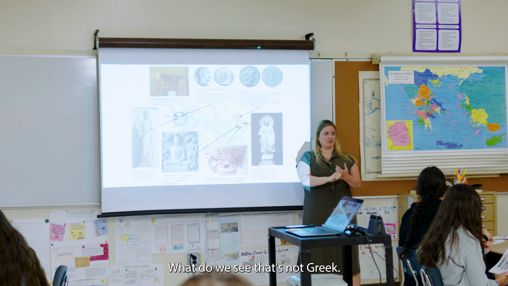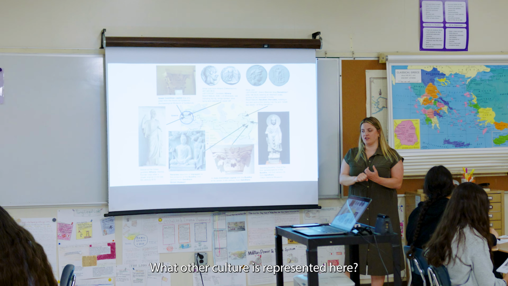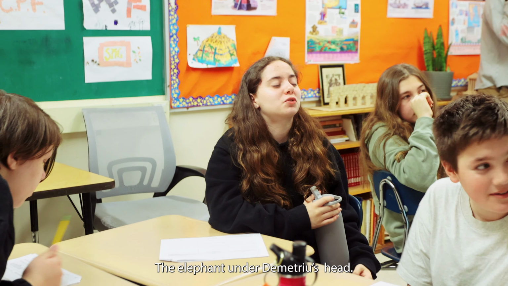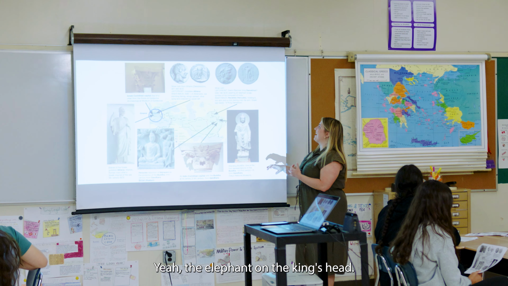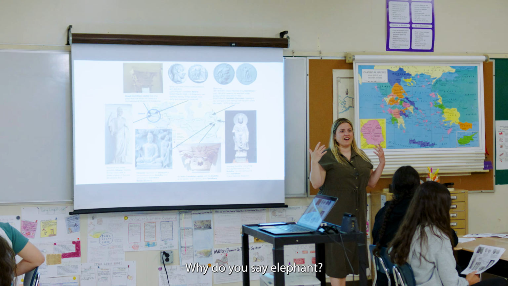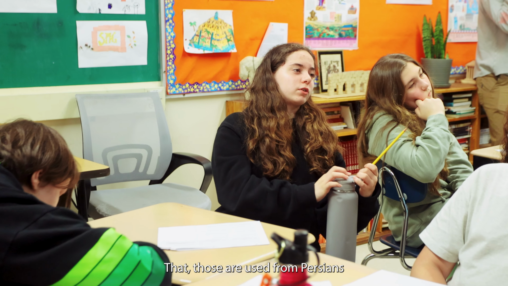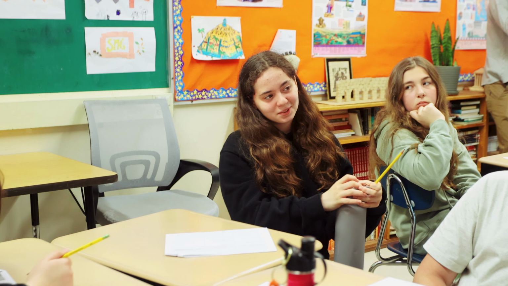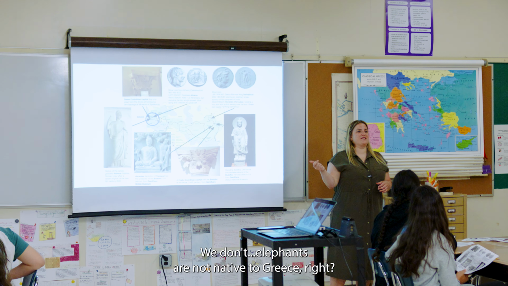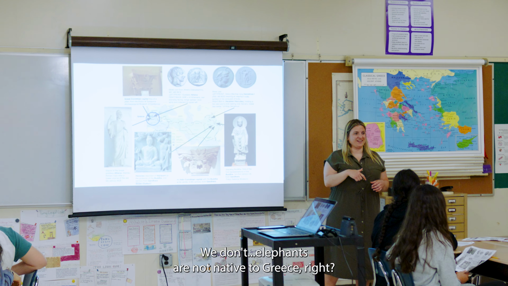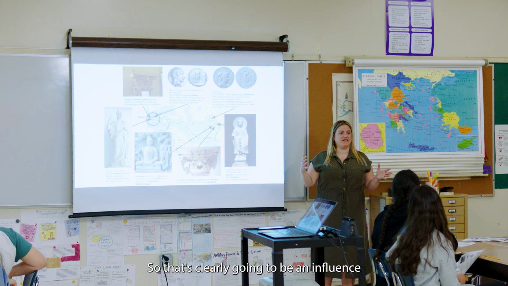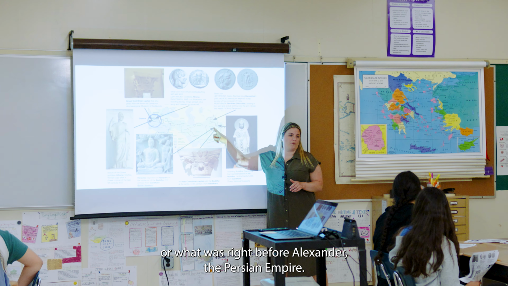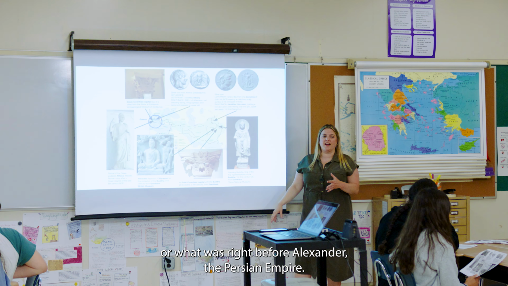What do we see that's not Greek from this coin? What other culture is represented here? The elephant on Demetrius's head. Yeah, the elephant on the king's head, on Demetrius's head. Why do you say elephant? That's not Greek. Why? Those are used from Persians and their things. Okay, so elephants are from Persia. Elephants are not native to Greece, right? So that's clearly going to be an influence of this culture that we're looking at here from Bactria, or what was right before Alexander, the Persian Empire.